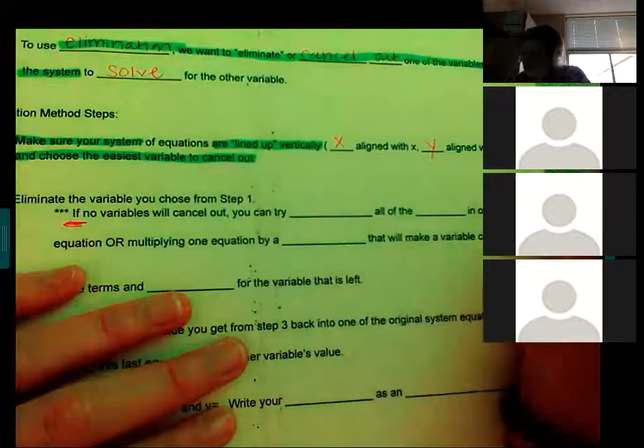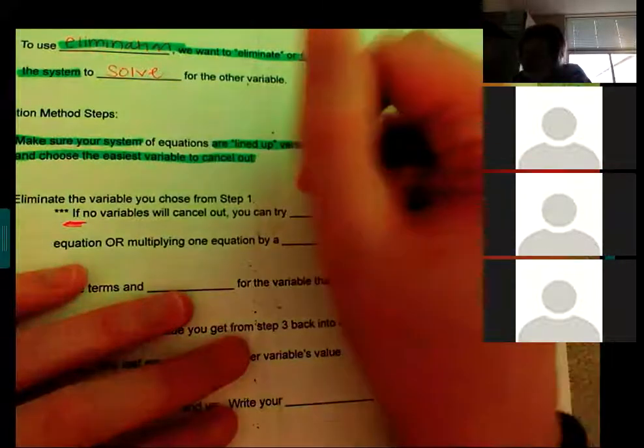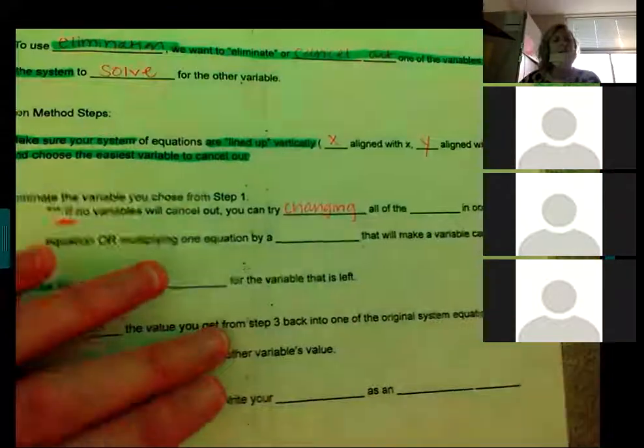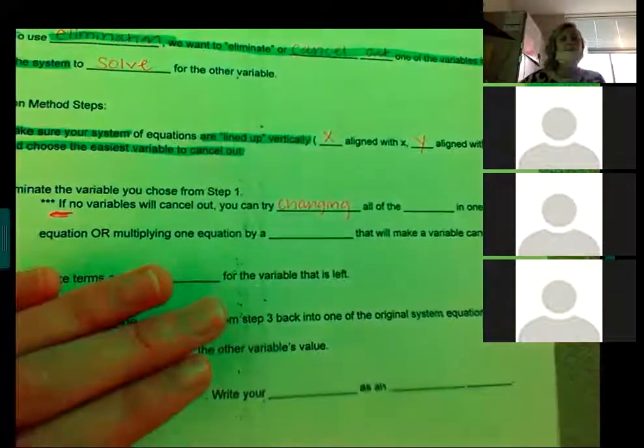Why does that look weird? Oh, here we go. You can try changing. It looks like a weird blank, dude. I was like, hang on, what word did she want here?